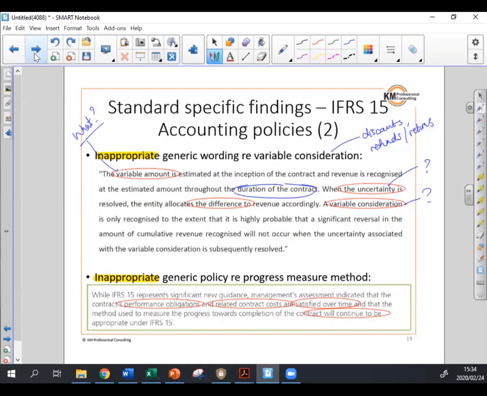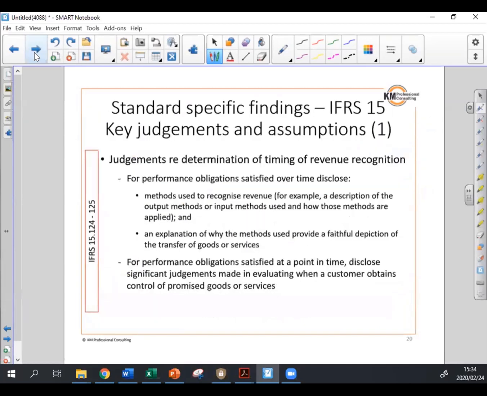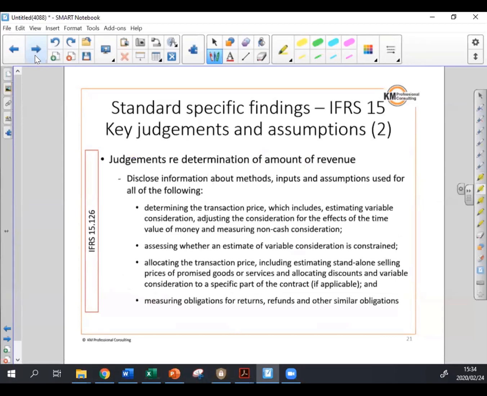I mean, to use the word generic, I think it's doing it a bit of a favor. It's ambiguous, to say the least, and provides very little information on what the company was doing. So in heading in from there, the JSE then said, right, so based on these findings, we've got two things. Slide 20 tells me around the timing of revenue recognition, and slide 21 addresses the judgments around the amount.